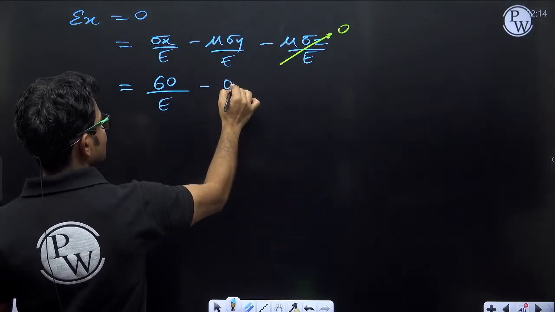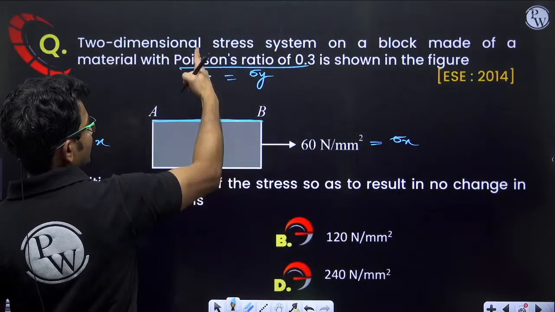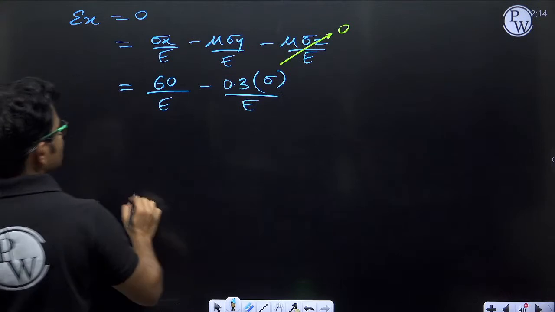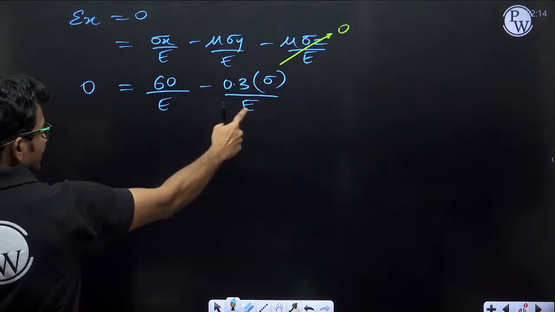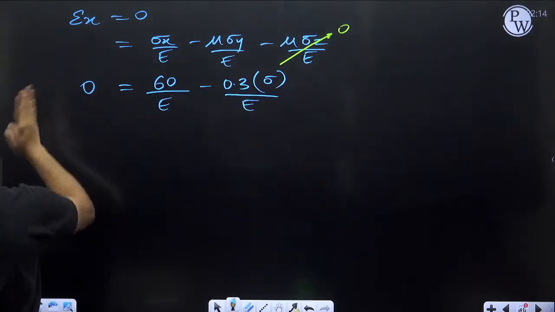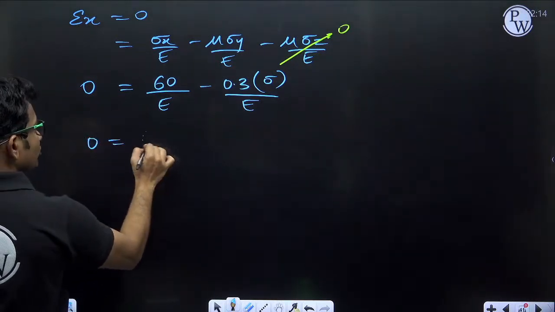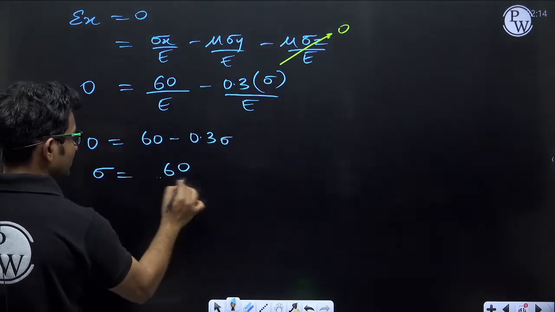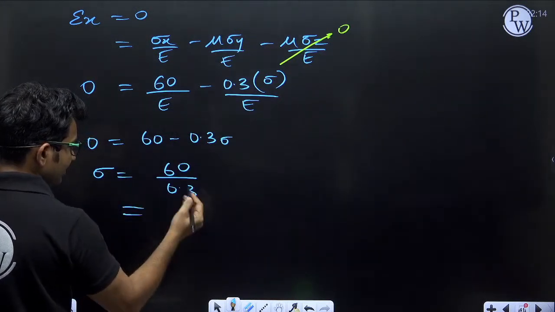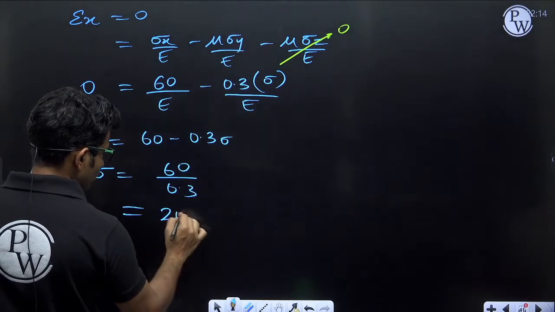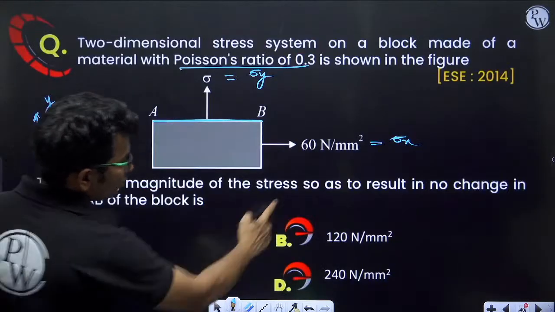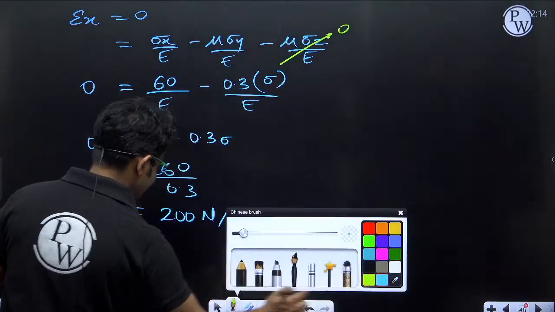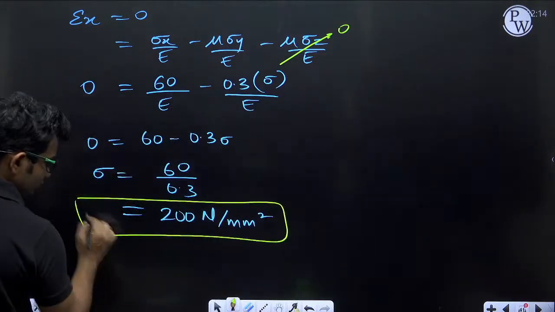Minus mu, Poisson's ratio 0.3, into sigma y, which is also tensile with value sigma, divided by E, equal to 0. So E and E cancel out. So 0 will be equal to 60 minus 0.3 sigma. So sigma will be equal to 60 by 0.3, which is 600 by 3, that means 200 Newton per mm square. The correct answer will be 200 Newton per mm square.